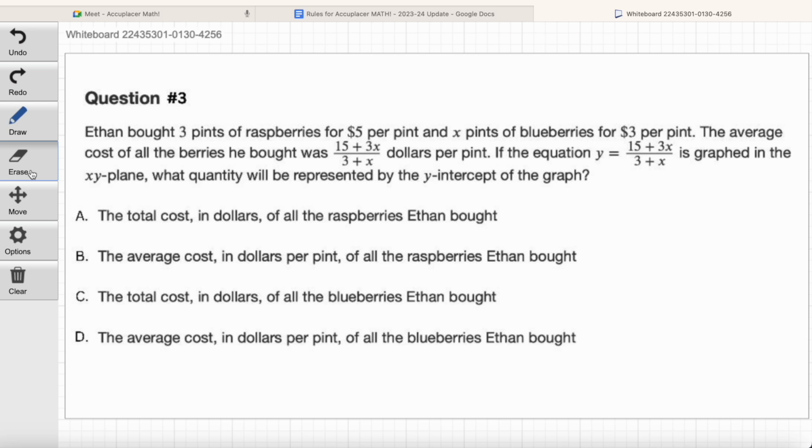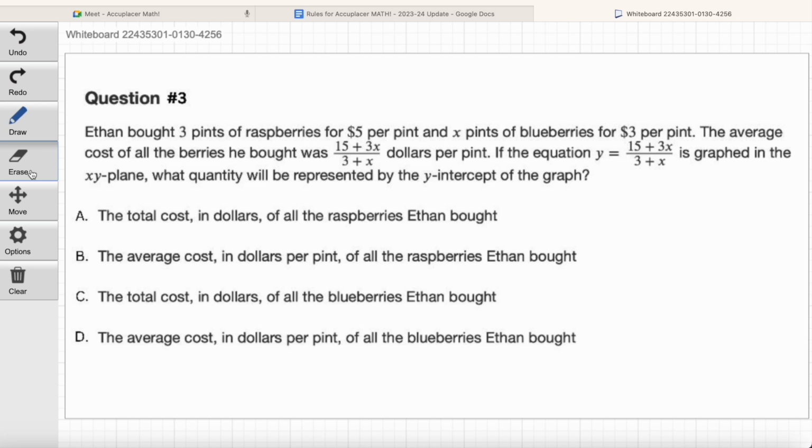Woo! What are we solving for here with this question? I don't know. That's okay. Now, the thing you're solving for is generally at the very end of the question. It's going to be in the last sentence. I want you to read the last sentence of the question for us. Let's focus on what we're solving for. Read it again. If the equation y = (15 + 3x)/(3 + x) is graphed in the xy-plane, what quantity will be represented by the y-intercept of the graph?